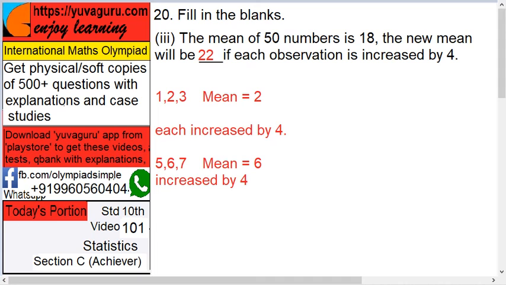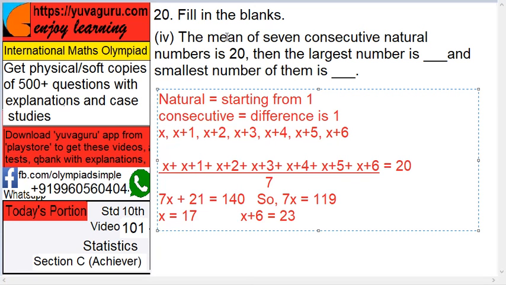Okay. Next one. The mean of 7 consecutive natural numbers is 20. Then the largest number is dash and smallest number is dash. Okay. First understand this. Consecutive natural. Natural means starting from 1. Consecutive means difference is 1. You don't need this in this problem, but you must understand the basics first.